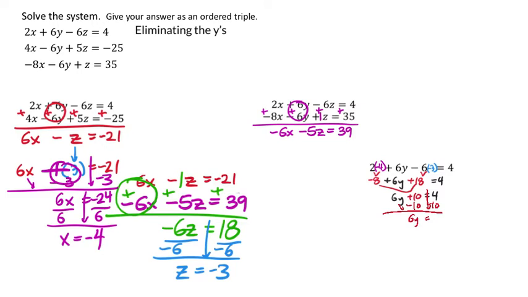So now 6y, that zeroes out. 4 minus 10 is negative 6. Hey, that's going to work out real nice because now when I divide both sides by 6, I get the y value is negative 1. Okay, so I've got my x, y, and z.